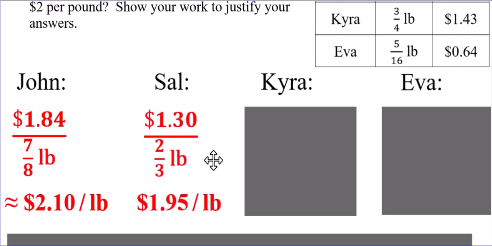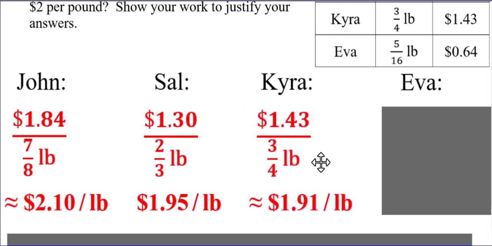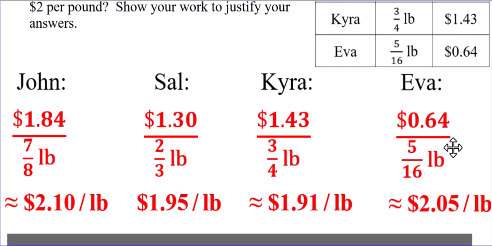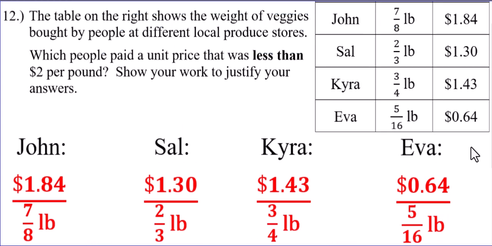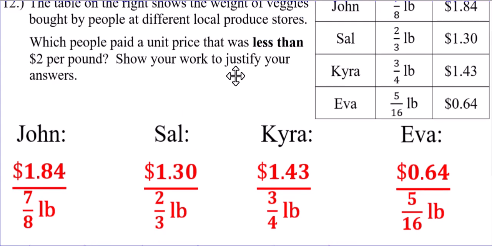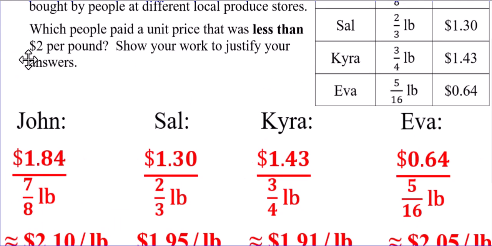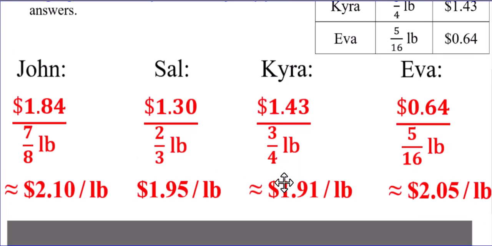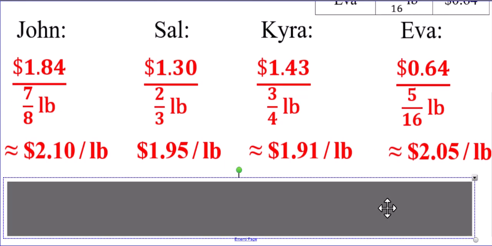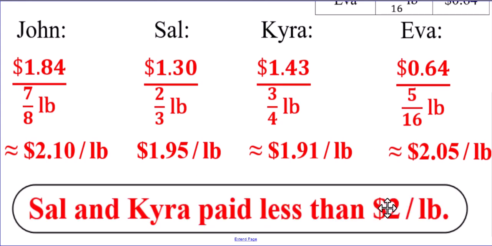For Sal, I divide: $1.95 per pound. Kira averages $1.91 per pound. And Eva, when we divide, we get $2.05 per pound. All right, let's answer the question. Which people paid a unit price that was less than $2 per pound? Less than. That would be Sal and Kira. So let's answer the question. Sal and Kira paid less than $2 per pound.